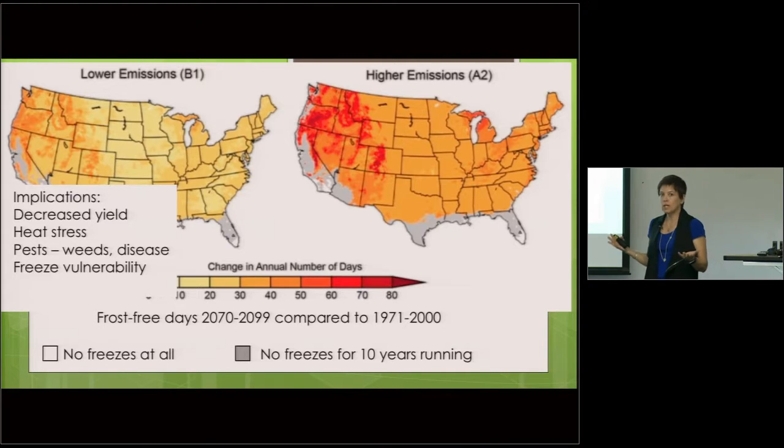And since we're in IFAS, I'm going to concentrate on agriculture and things like that. Decreased yield, for a lot of reasons: heat stress, weeds and diseases that require a frost to knock them back, right? And freeze vulnerability. If we don't have freezes for 10 years running and then we have one, imagine what that does to tree crops and so on.